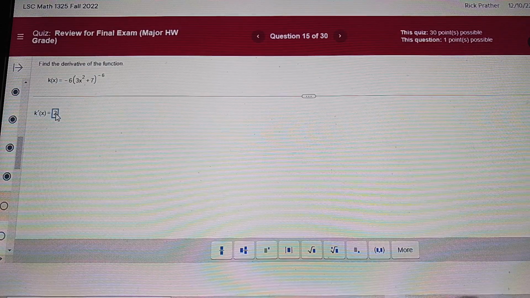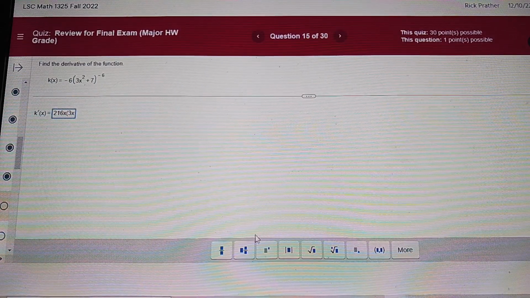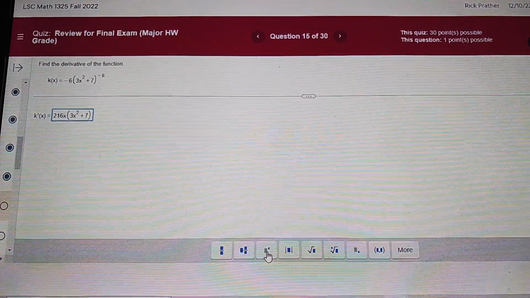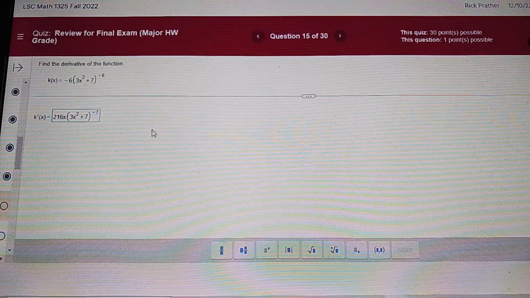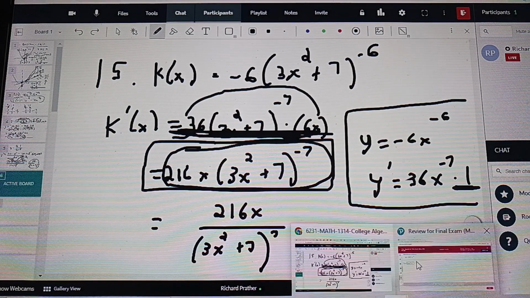216x. And then you get your 3x squared plus 7 base. And then that's getting decreased to the -7th power. 216x and 3x squared plus 7 to the -7th power.